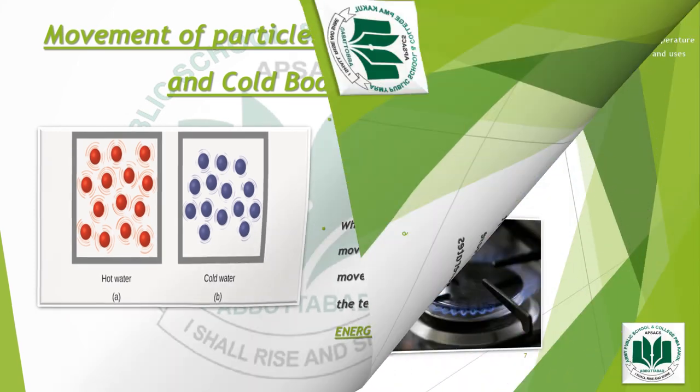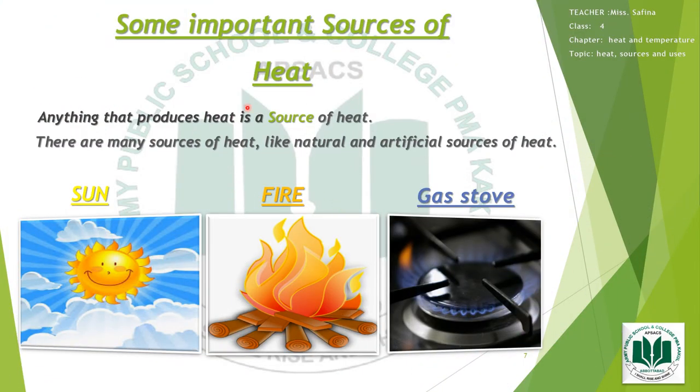Students, now we are going to discuss some important sources of heat which are very essential for all types of living organisms. We can say anything that produces heat is a source of heat. There are many sources of heat, like natural sources and artificial sources of heat. Students, the main and major source of heat is the sun.